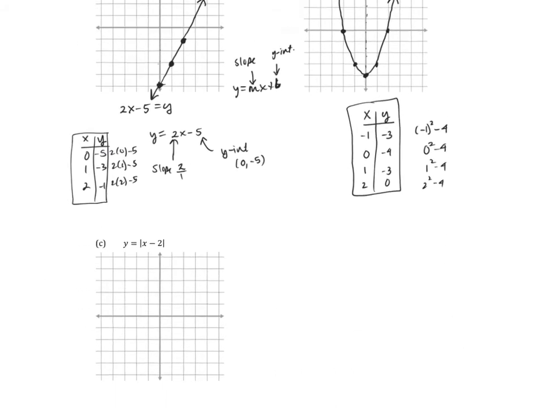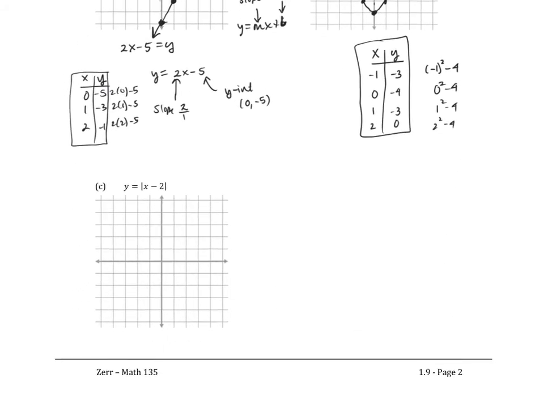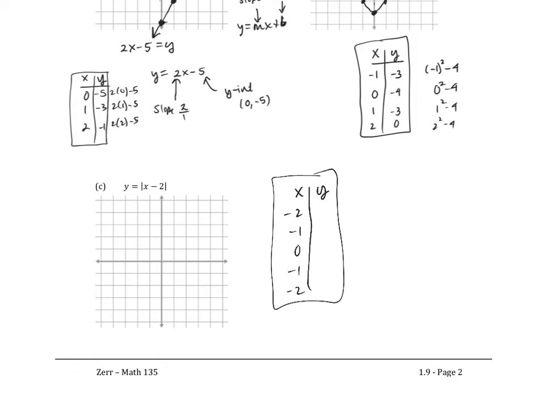And let's do one more, absolute value. So we'll pull out an xy chart, and I'm going to make it a little bigger so I can see what's going on. We have absolute value of negative 2 minus 2. That would be absolute value of negative 4, which is 4. Negative 1 minus 2, absolute value of negative 3 is 3. 0 minus 2, that is 2.